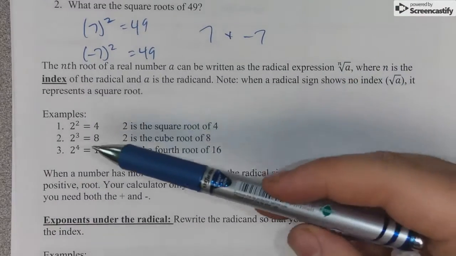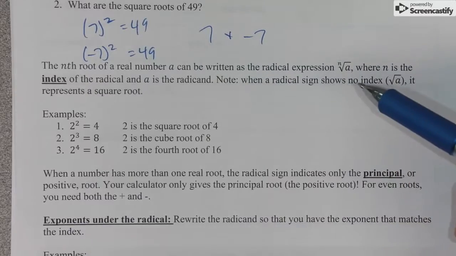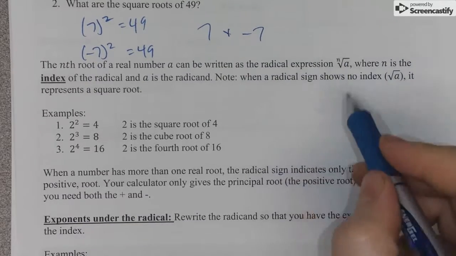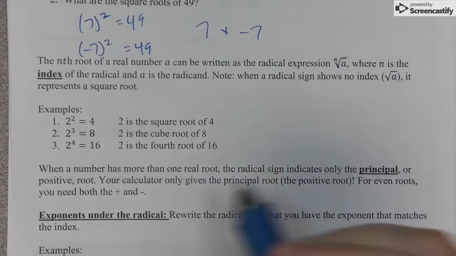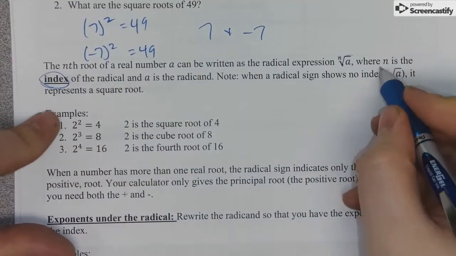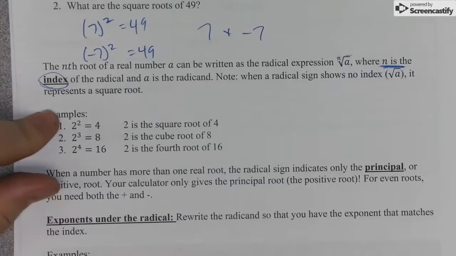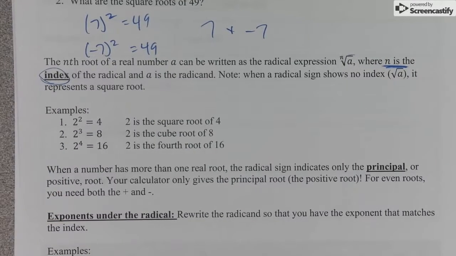The nth root of a real number a can be written as the radical expression nth root of a, where n is what we call the index. So n is the index. And that's something that you're going to want to be comfortable with saying: n is your index. N is the root of the radical, and a is the radicand.